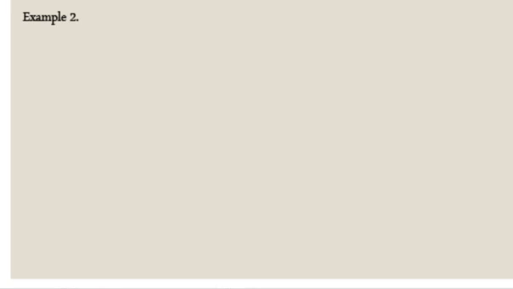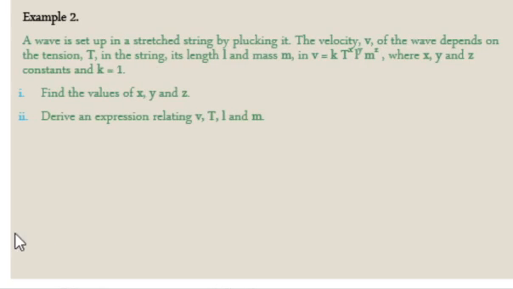In the second example, we have that a wave is set up in a stretched string by plucking it. The velocity v of the wave depends on the tension T in the string, its length L, and mass M. v equals k T raised to the power x, L raised to the power y, M raised to the power z, where x, y, and z are constants, and k equals 1. Find the values of x, y, and z. Derive the expression relating v, T, L, and M.